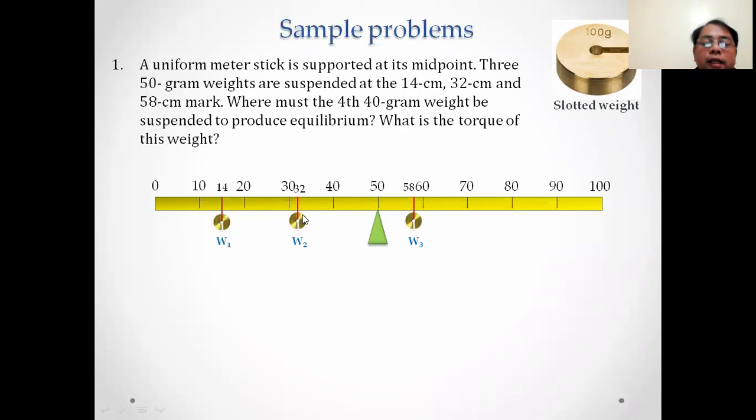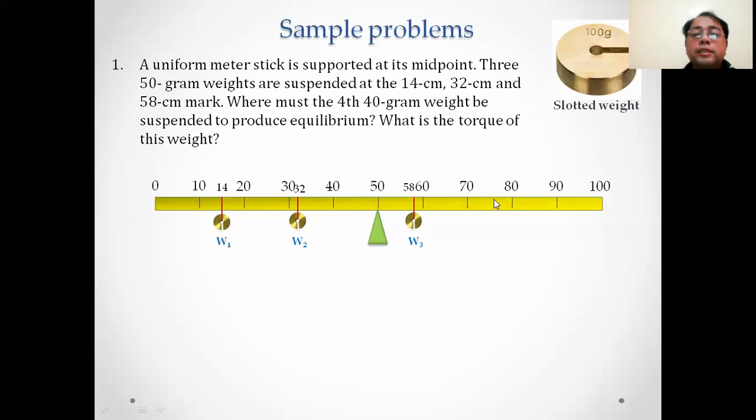these are the metals, the masses that we place here. So 3 50-gram masses are placed on the following marks: 14 centimeter, 32 centimeter, 58 centimeter. And we want to add another 40 grams to be able to achieve equilibrium.